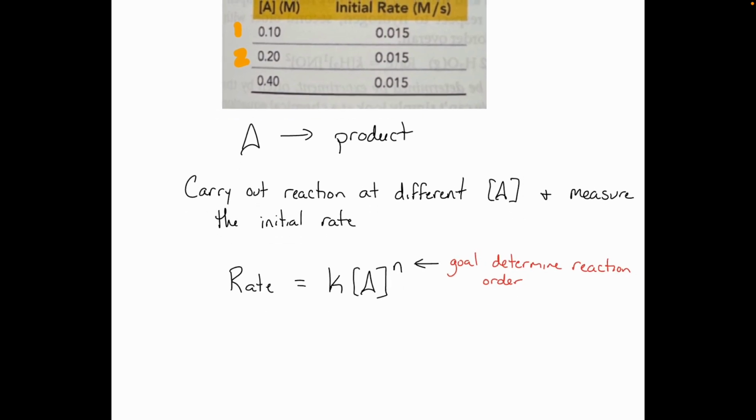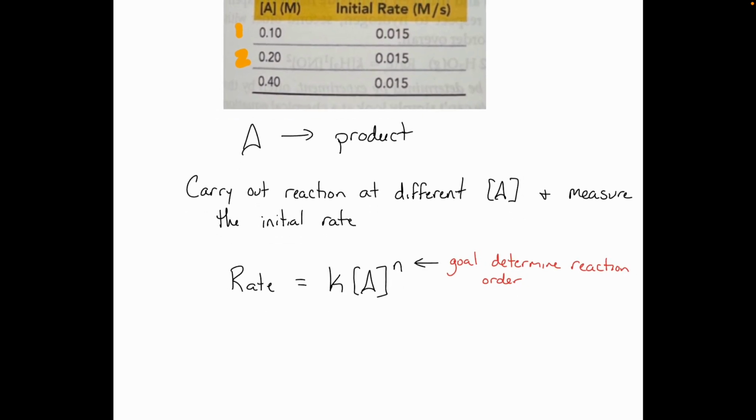Okay? And that's because our strategy is going to be to take the ratio of 2 of these points here. So we need 2 data points, and we're going to take the ratio. We're going to stack one on the other, and I'll show why this is important here in a second. So again, our goal is to determine our reaction order, and our strategy is going to be to take the ratio of 2 data points.